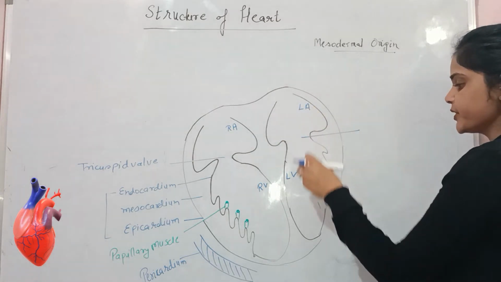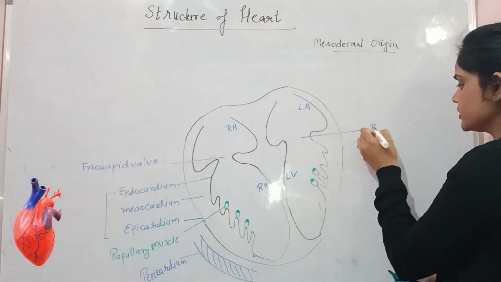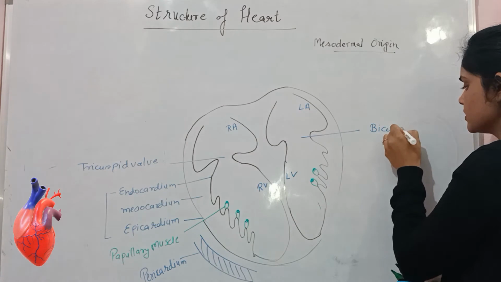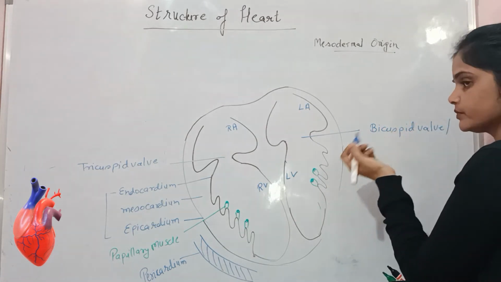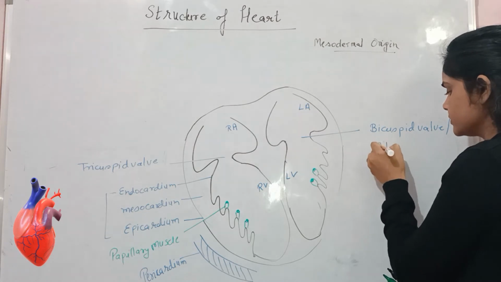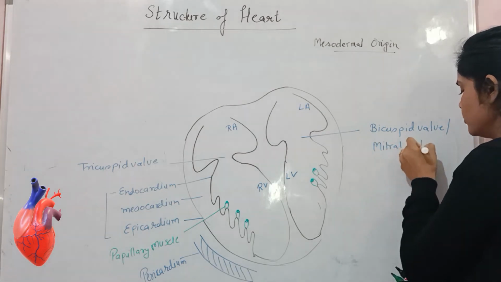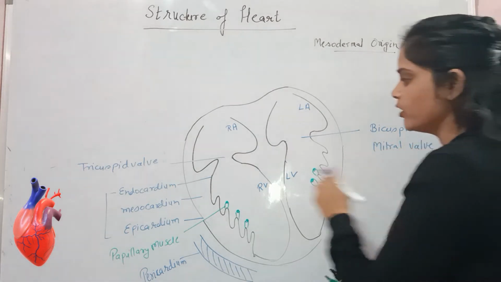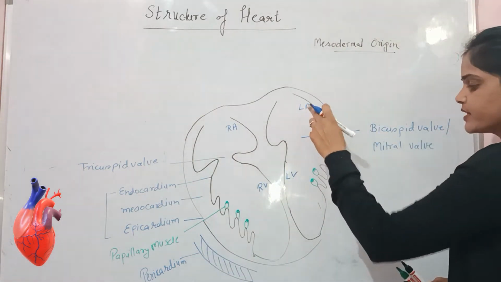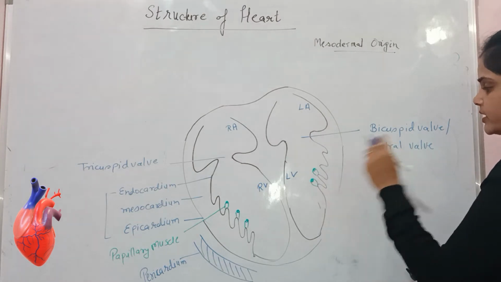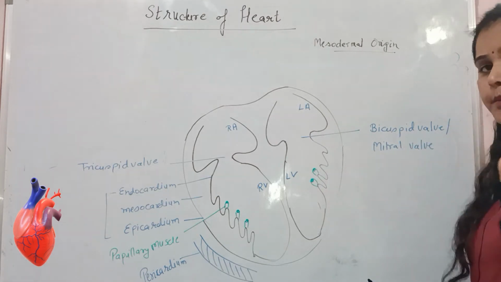The left atrium and left ventricle is having what? A bicuspid valve or mitral valve. So here is the presence of two valves. Right atrium and right ventricle is having a tricuspid, and left atrium and left ventricle is having what? A bicuspid valve or the mitral valve.